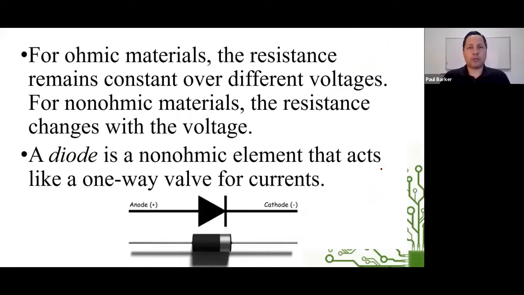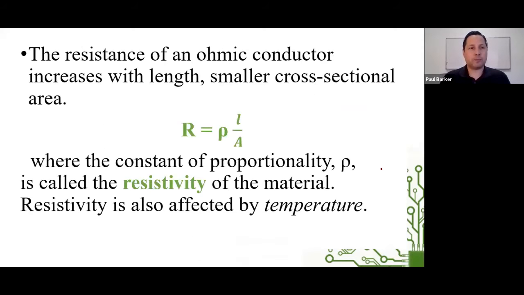For ohmic materials, the resistance remains constant over different voltages. For non-ohmic materials, the resistance changes with the voltage. A diode is a non-ohmic element that acts like a one-way valve for currents, so the current can only flow in one direction. That's what a diode is. The resistance of an ohmic conductor increases with length and also with a smaller cross-sectional area.